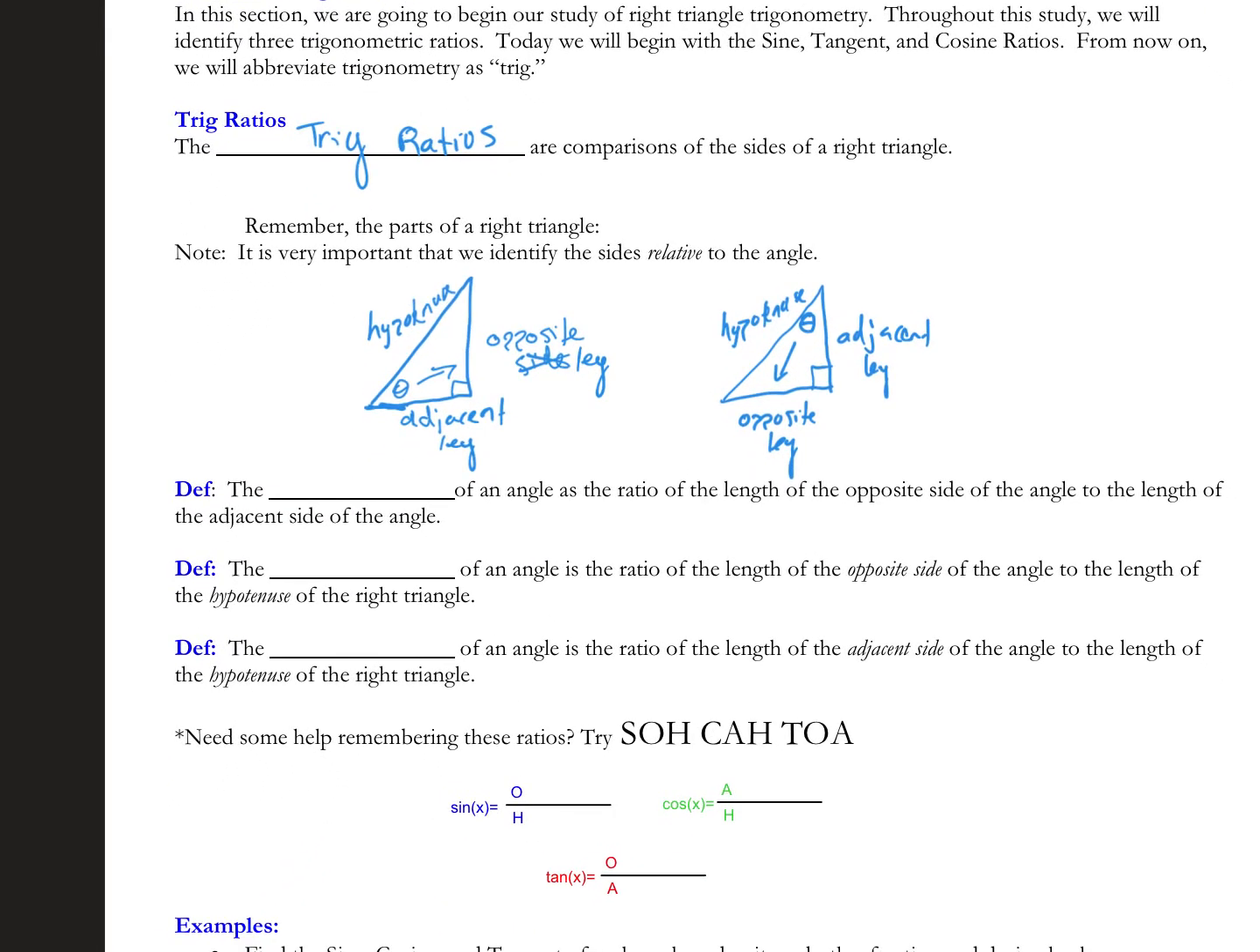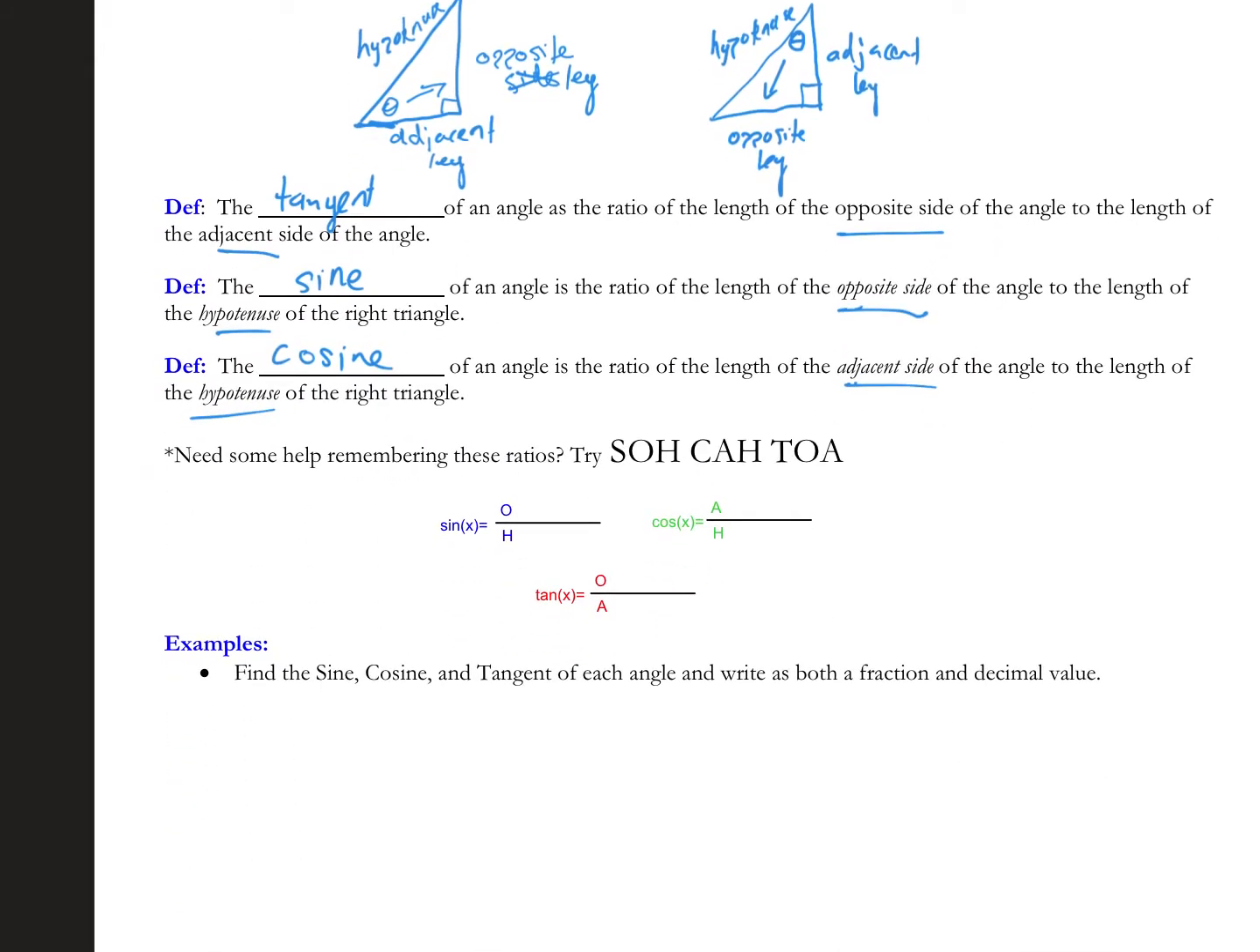So we have three ratios, like I said. The first one deals with the angle: the ratio of the length of the opposite side over the length of the adjacent side, that is tangent. And then we have the opposite side over the hypotenuse, that is sine. And the last one we have adjacent over hypotenuse, which is cosine.